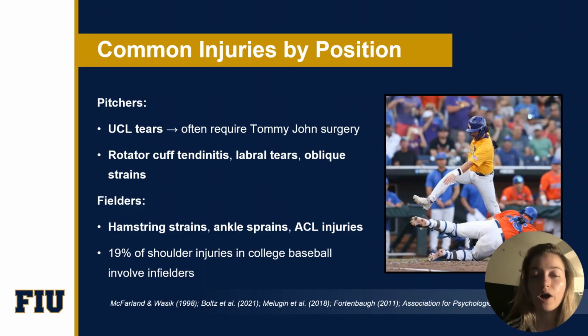Pitchers are most at risk for upper extremity injuries. UCL tears, rotator cuff tendonitis, and labral tears are all common and often result from overuse, poor mechanics, or sudden workload spikes. Fielders, especially infielders, face high rates of hamstring strains, ankle sprains, and ACL injuries. They may go from complete stillness to a max effort move with very little time to prepare their body. About 1 in 5 shoulder injuries in college baseball happen to infielders, largely due to awkward throwing positions and repetitive stress.